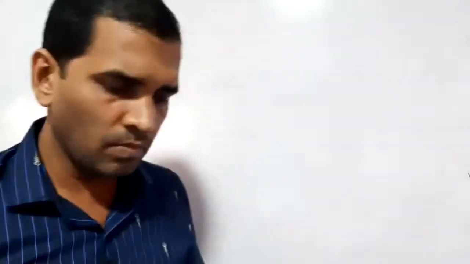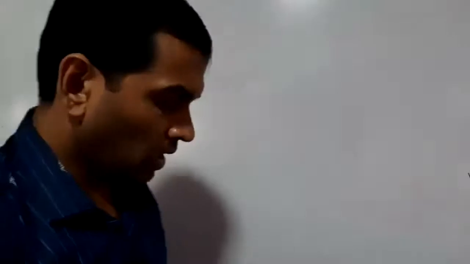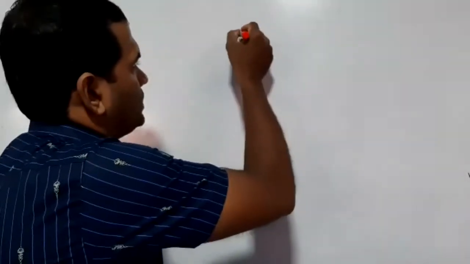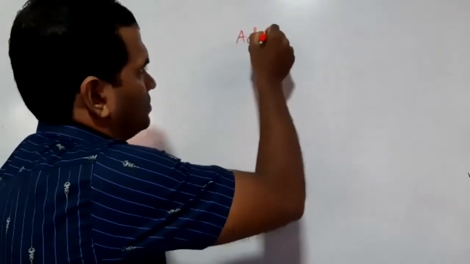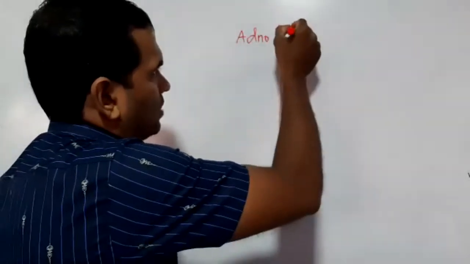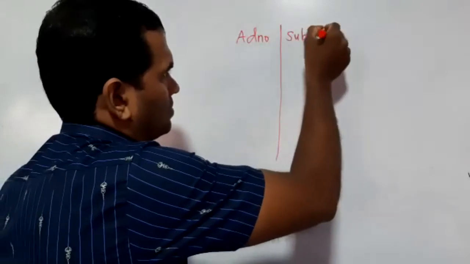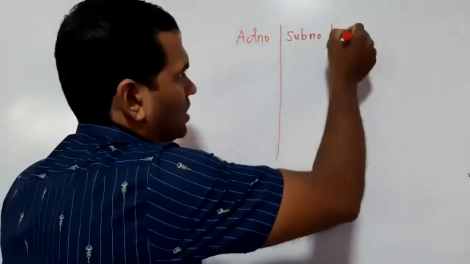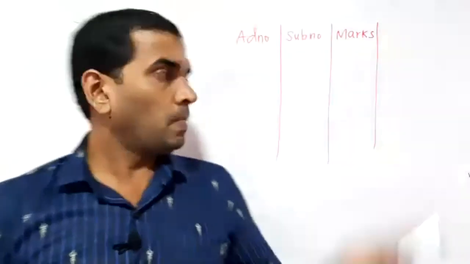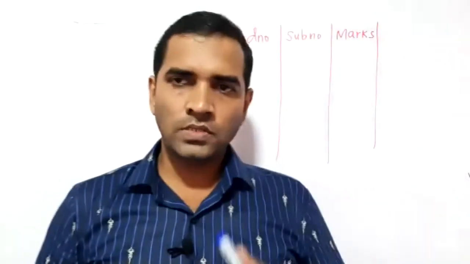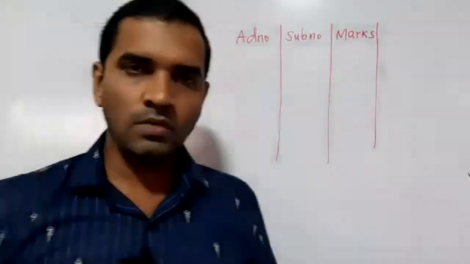Okay, have a look at the example first. With the help of that particular example, I will try to explain the concept of composite key or composite primary key. We have another table which has students' admission number, a subject number and students' marks. So you have three fields: the first field admission number, second subject number, and third marks.